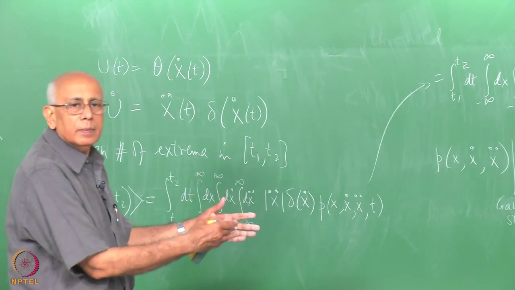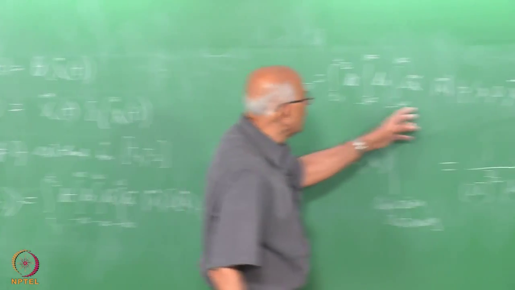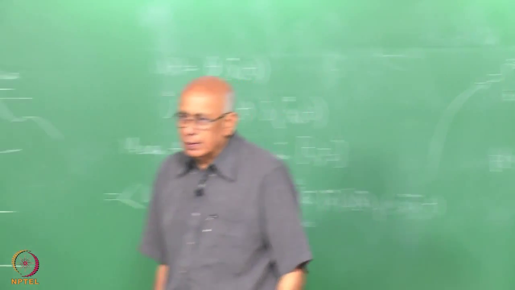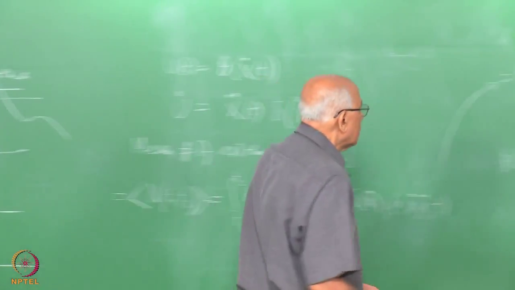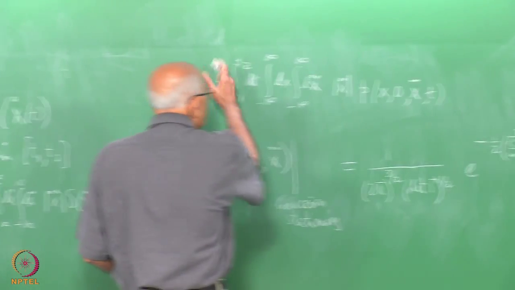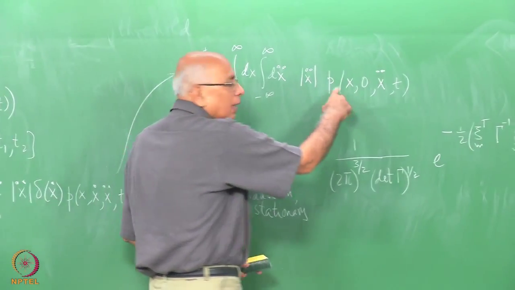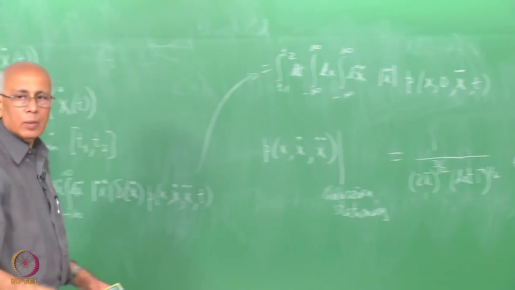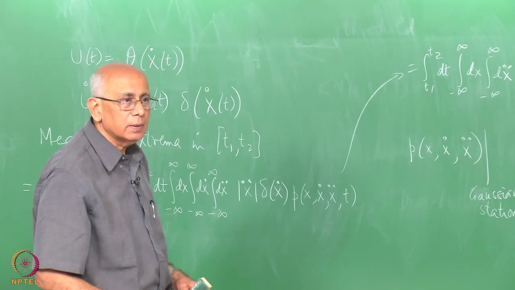So you plug this into this expression, do this integral, and you now have, in the stationary case, this integration is trivial, it's t1 minus t2 times a rate out here. And you can compute the rate of crossings.